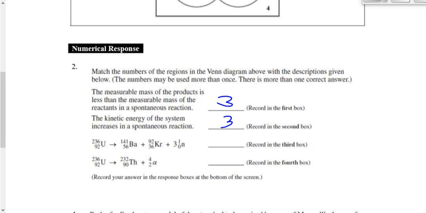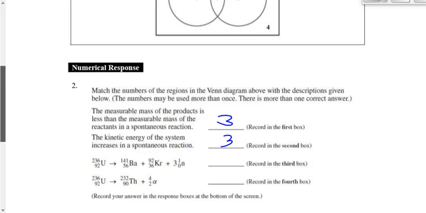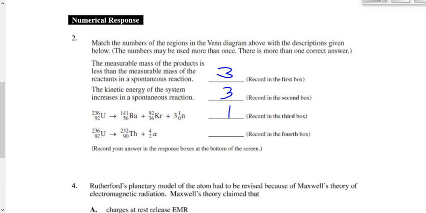What's this one? Uranium-236 goes to barium, krypton, neutrons. Is that going to be fission, fusion, neither or both? That's going to be fission, so that's going to be number 1. And uranium-236 goes to thorium-232, and that's going to be, what is it? Oh, it's neither. That's just alpha decay, isn't it?